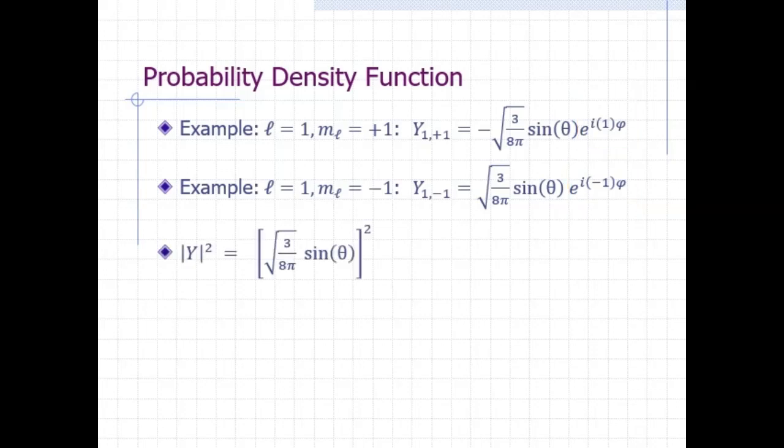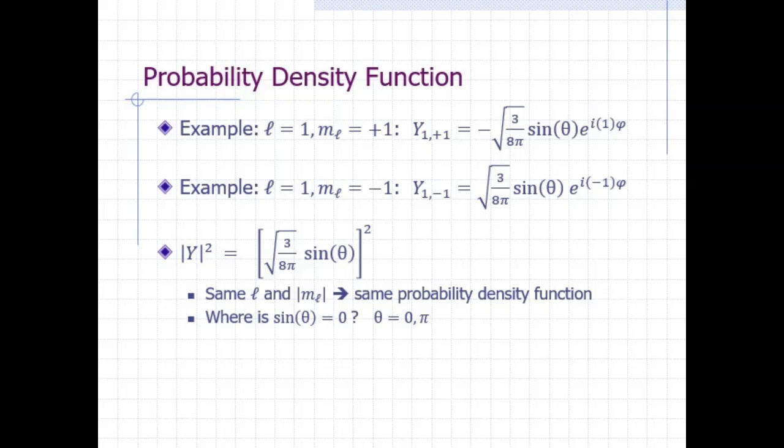The probability density function is the square of square root of 3 over 8 pi times sine theta. The same can be said for any pair of spherical harmonics that have the same L and absolute value of m sub L. Now, let's examine this function. We can see that the probability density is 0 where theta is 0 and where theta is pi, because at these angles, sine of theta is 0. These locations correspond to the positive z and negative z axis. In other words, in these quantum states, the probability of finding the particle on a sphere at the North Pole is 0. The probability is also 0 at the South Pole.